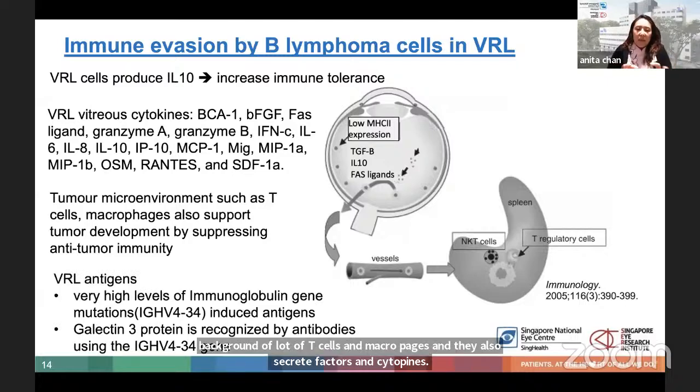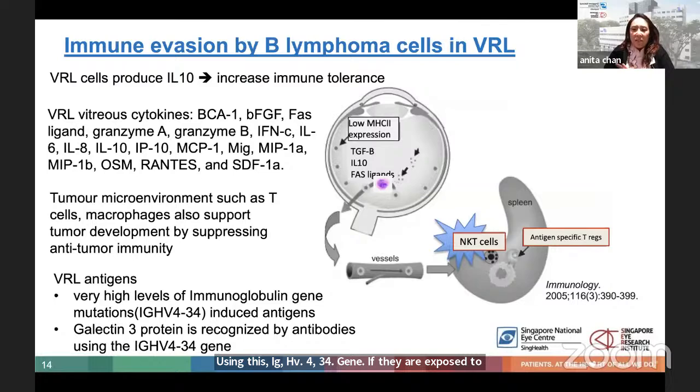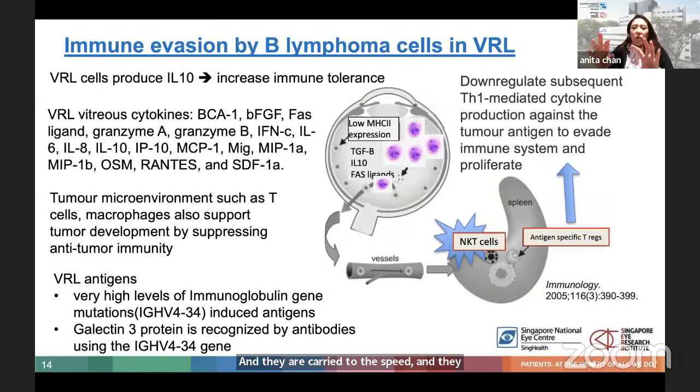And finally, we know that the vitreoretinal lymphoma cells have a very high level of immunoglobulin G mutations, especially a bias towards IgHV4-34, and these can induce antigens. And these VRL antigens, one of which might be galectin-3 protein, because it's recognized by the antibodies using this IgHV4-34 gene, if they are exposed to the APCs and carried to the spleen, they activate the antigen-specific T cells, which will further downregulate the Th1-mediated cytokine response and result in proliferation of the tumor.